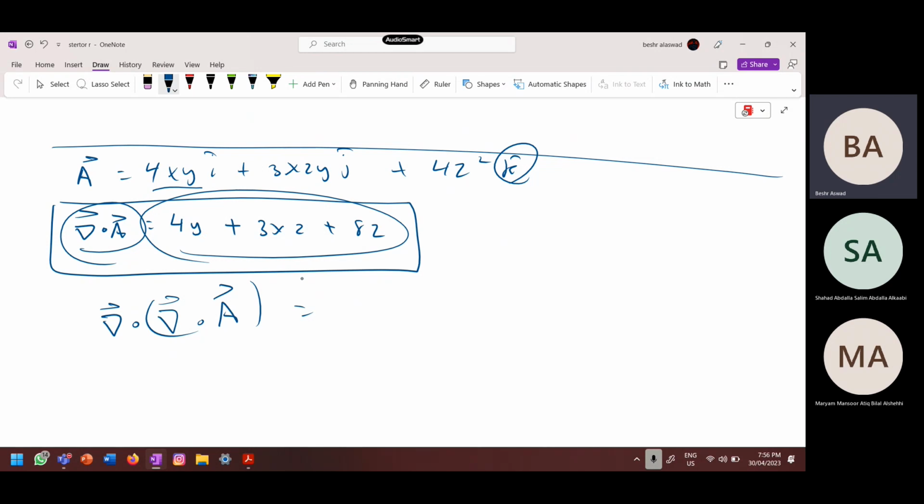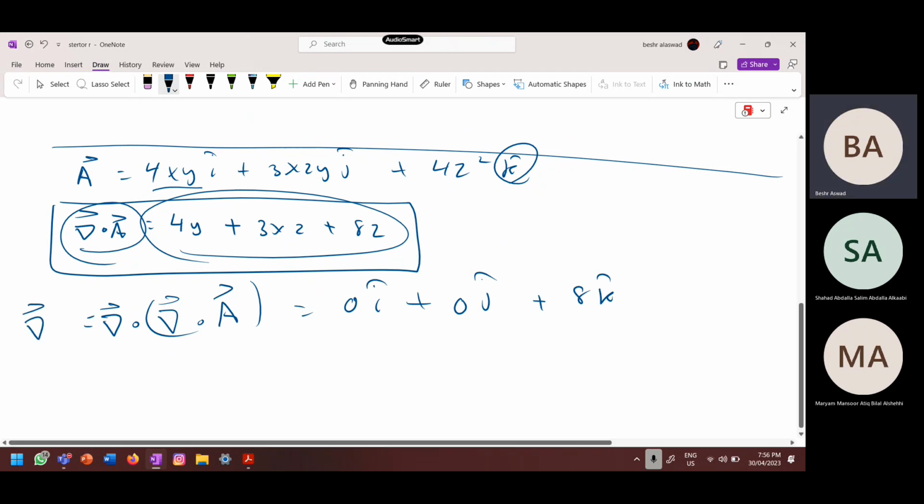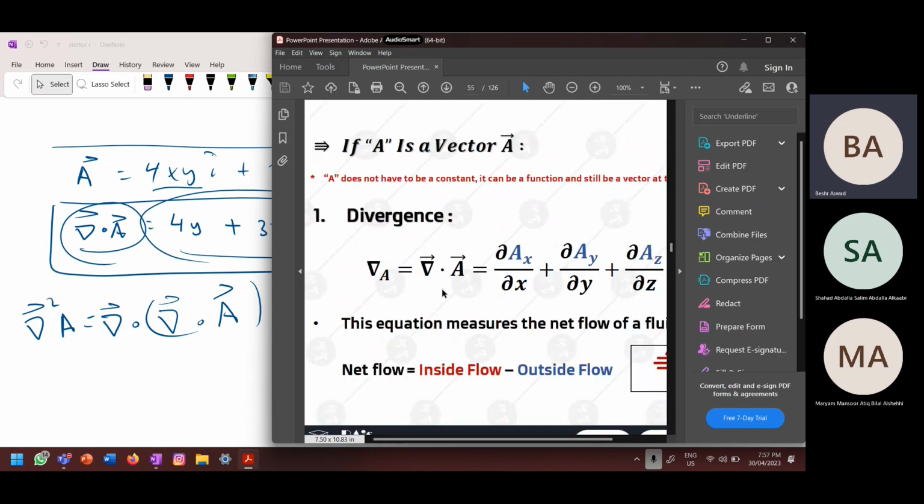4y. What's the partial x for 4y? It's 0 i hat. As for this one, partial y for this is 0 j hat. And partial z for 8z is equal to 8 k hat. Just to write this here. This is called the Laplacian of a vector. Now we understood two concepts in one question.